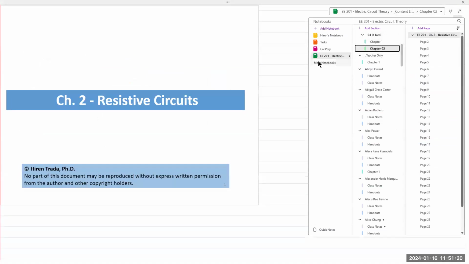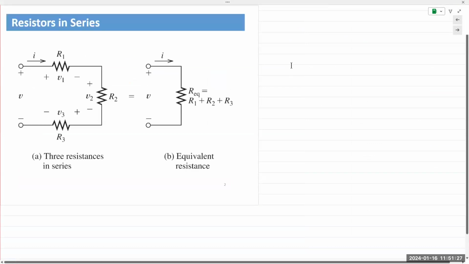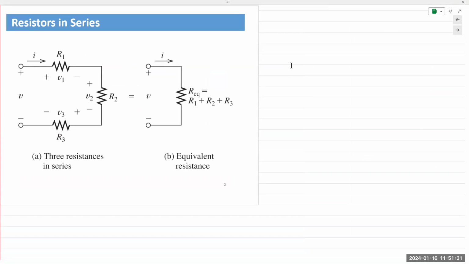Then let's move on to chapter 2. Resistive circuit analysis. And the first topic there is resistors in series. We just talked about how you can combine mathematically, you can combine resistors, capacitors, and inductors in series and parallel and reduce them down to one single resistance. So in this circuit example, we have 3: R1, R2, and R3.